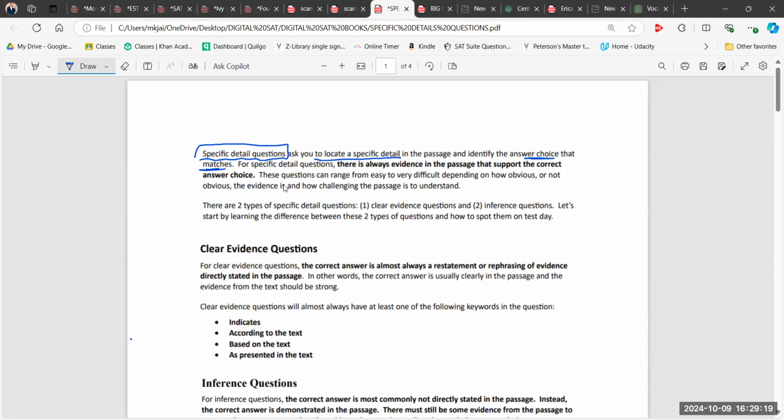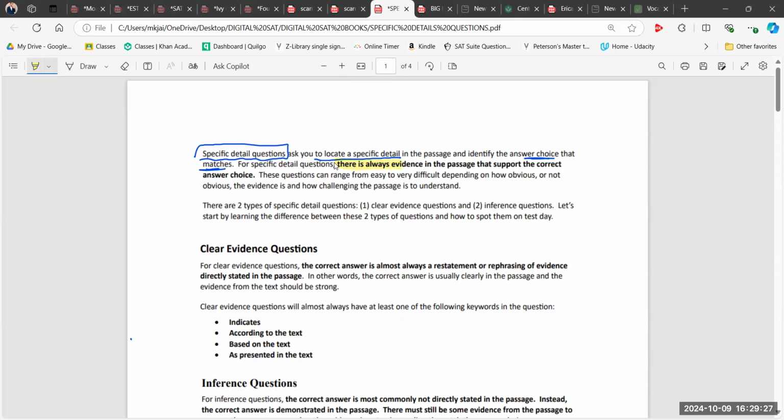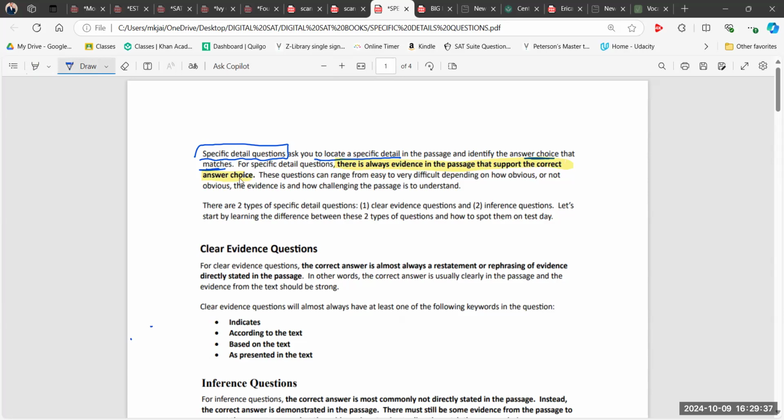Okay, yes, continue reading, please. Yes, Ahmed. These questions can range from easy to very difficult depending on how obvious or not obvious the evidence is. There is always evidence in the passage that supports the correct answer choice. What does this mean? I'm looking for a specific detail.